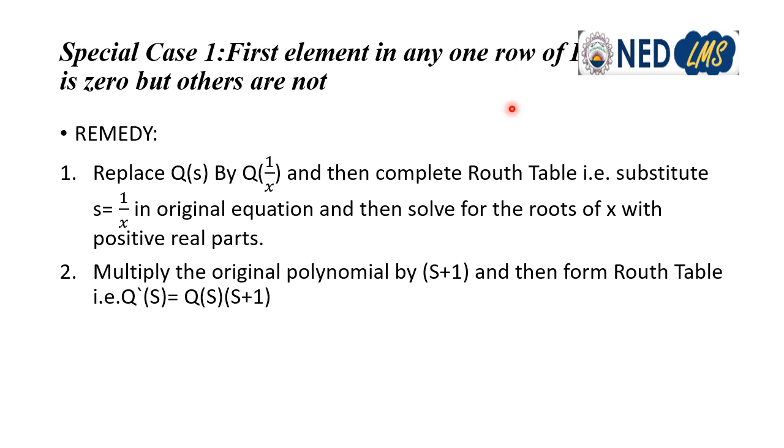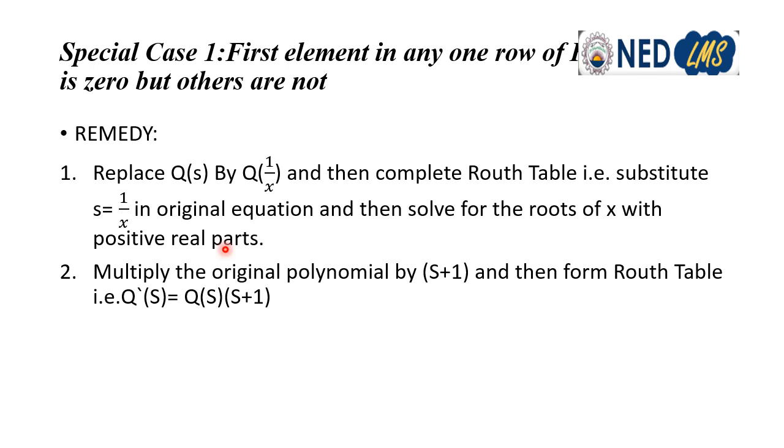There are two remedies. The first is, in the characteristic equation Q of S, replace S by 1 upon X, so that the characteristic equation will be a function of X, that is Q of 1 upon X instead of Q of S. And then complete the Routh table, that is substitute S equal to 1 upon X in the original characteristic equation and then solve for the roots of X with the positive real part. That is, instead of S, we will solve for the roots of X. This is the first remedy.